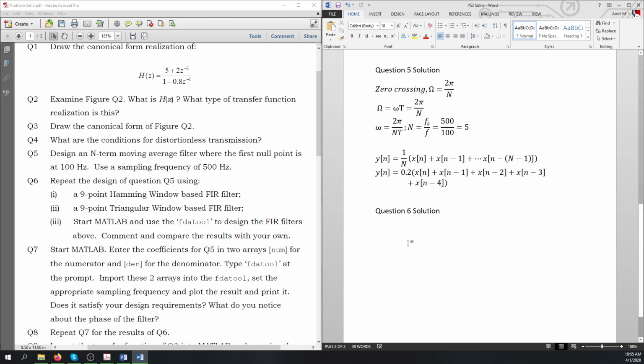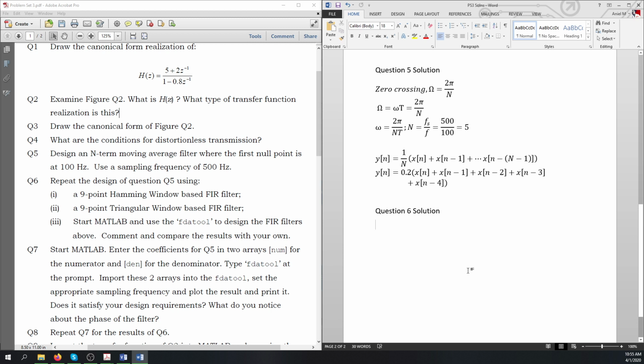Question 6 in particular, I'm just going to show you the general outline on how to do this. So, the triangular window, you basically could get that equation from the lecture notes. What I'm going to be doing here is question 6 part 1, actually for you to figure out how you go about doing the Hamming window. And this is going to be a 9-point Hamming window in particular.